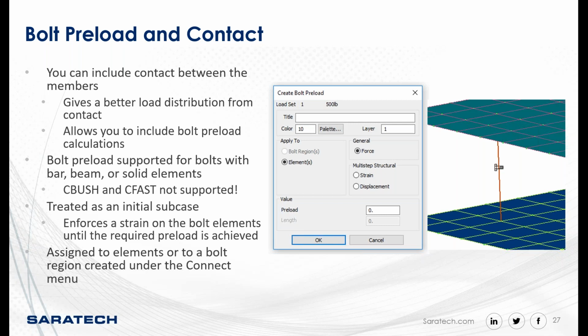Solid really doesn't make much sense unless you're explicitly modeling a fastener with solid elements, which generally doesn't happen on a large scale. And the way the preload works is it gets treated as an initial subcase, so it's going to enforce a strain on the bolt elements until you get the required preload, until you actually pull things together and generate the axial load you expect.